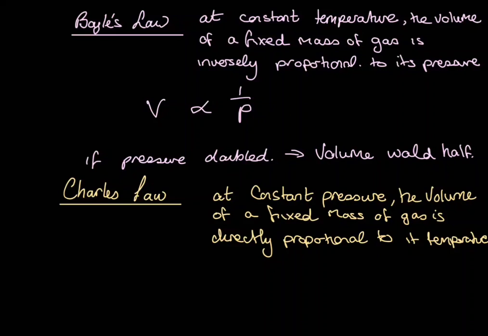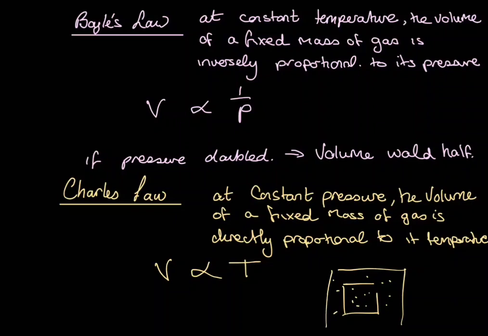At constant pressure, again imagine a system with gas molecules in it. The volume of that fixed amount of gas is directly proportional to its temperature. So that's saying that the volume is directly proportional to its temperature. So if I have a system with gas molecules in it, and if I increase the temperature, what that does is that it excites the atoms and they move around faster and they want to take up more room, okay? And that increases the volume. So an increase in temperature makes an increase in volume.